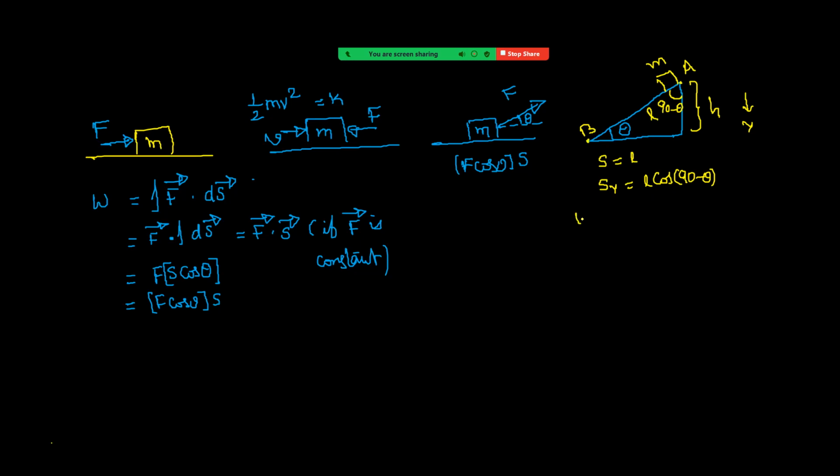Then work done by gravitational force: since it is a constant force, we can take directly F bar dot S bar. Now we are writing F into S cos theta, taking component of displacement along force. Force is mg, downwards, and the component of displacement is also downwards. It is L cos(90 minus theta), which is equal to L sin theta.